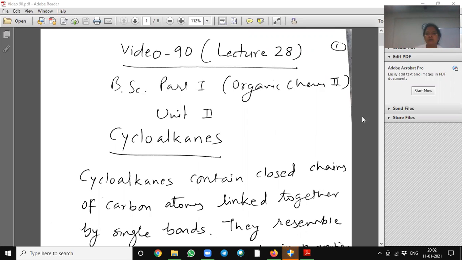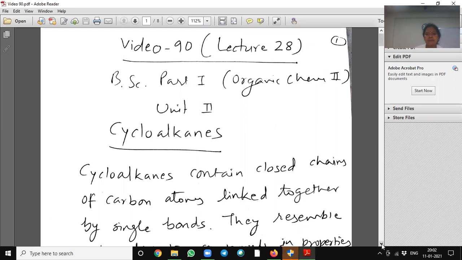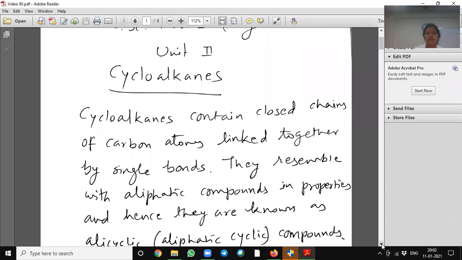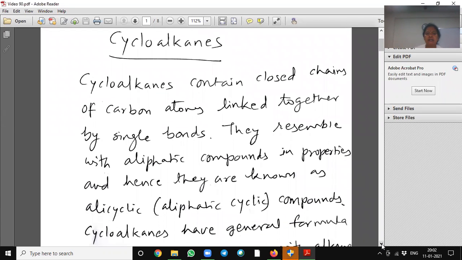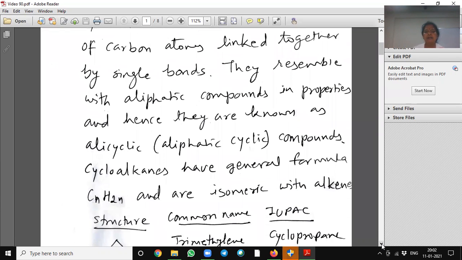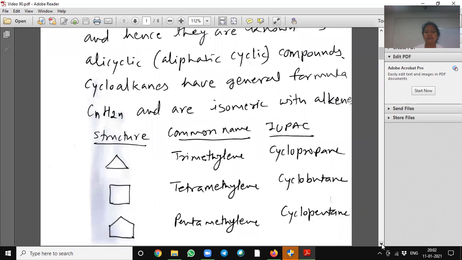Cycloalkanes contain a closed chain of carbon atoms linked together by single bonds. They resemble aliphatic compounds in properties and hence they are known as alicyclic or aliphatic cyclic compounds. Cycloalkanes have general formula CnH2n and are isomeric with alkanes.